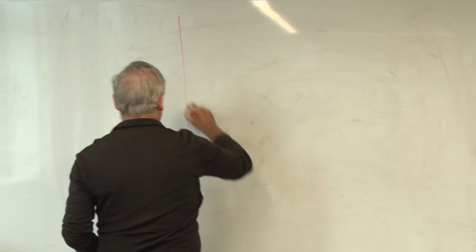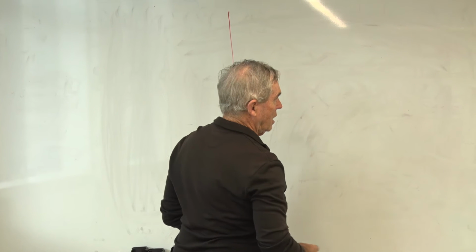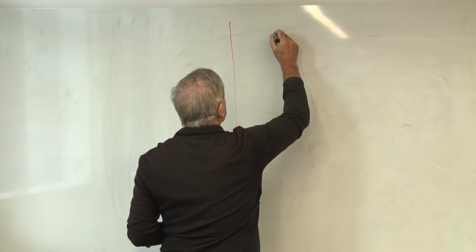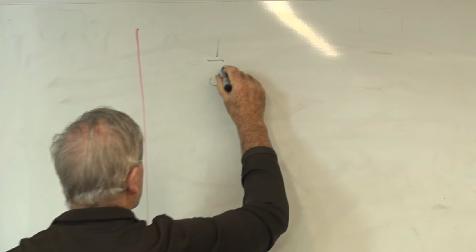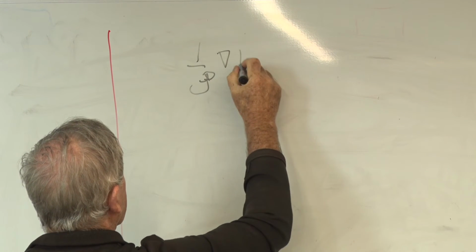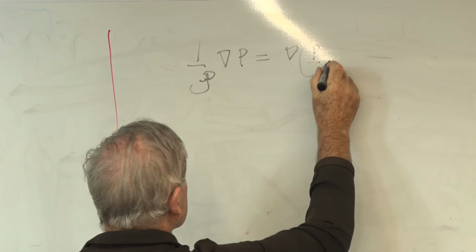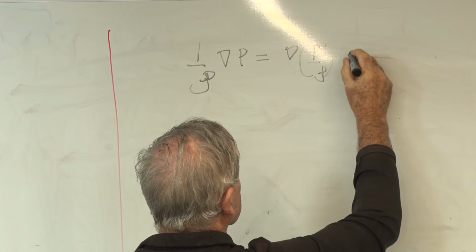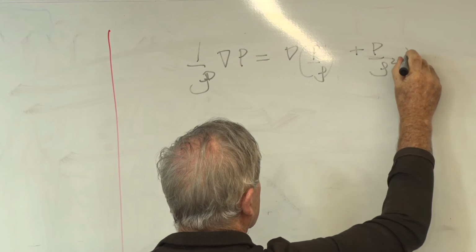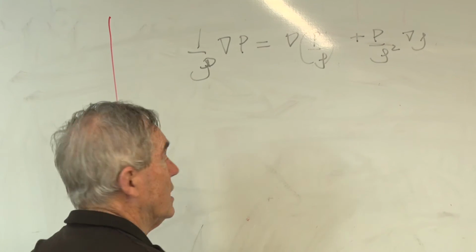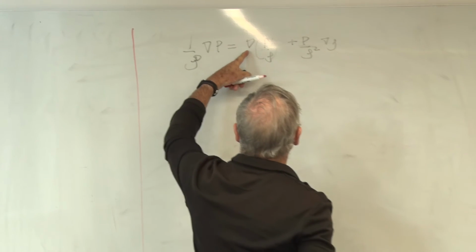No reason why I can't use this bit of board. So to conserve, what we do is we write 1 on rho grad P. 1 on rho grad P is equal to grad P on rho, this is one form of this, plus P on rho squared grad rho. Now you wouldn't think of that first of all. So 1 on rho grad P is grad P on rho.